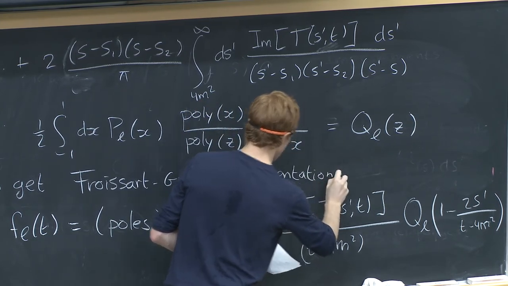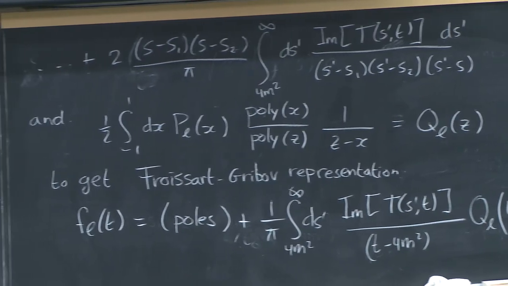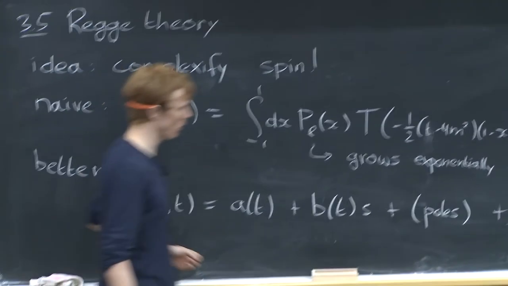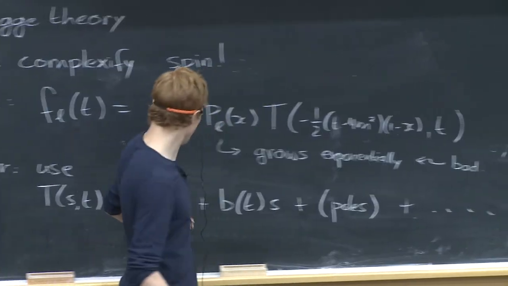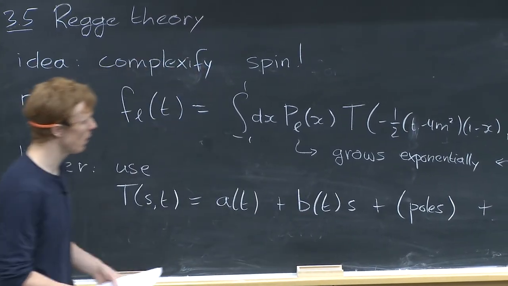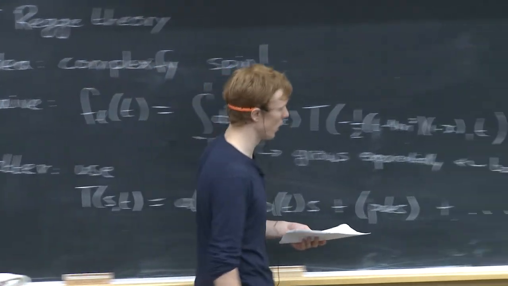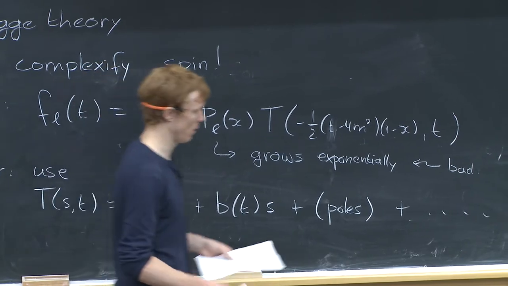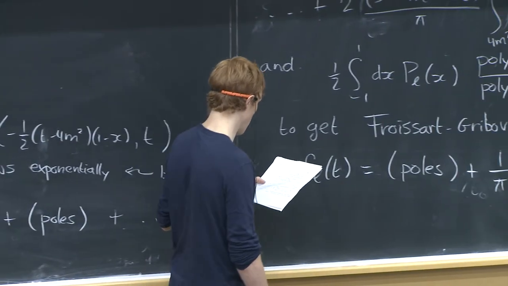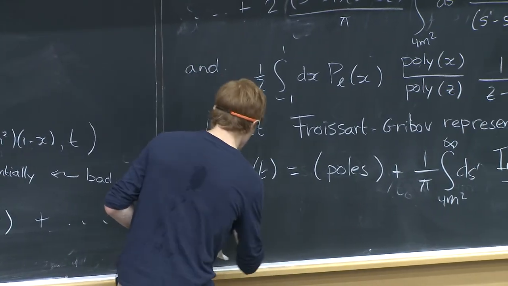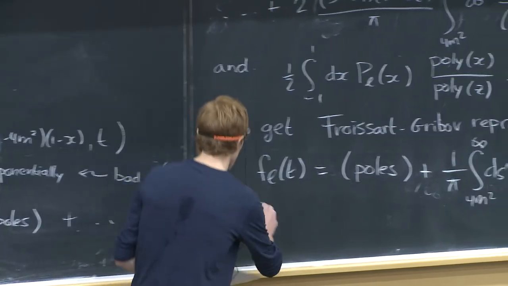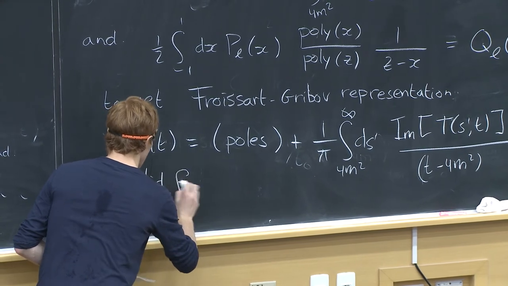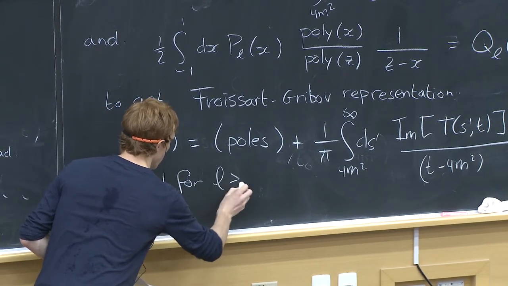And you see what I did here is that I wrote the t-channel partial wave, but I substituted a dispersion relation for s. And obviously, because of these subtractions, this is not always valid. It's only valid for a sufficiently large spin, where this polynomial in s does not contribute. So this is valid for L greater than or equal to 2 only.